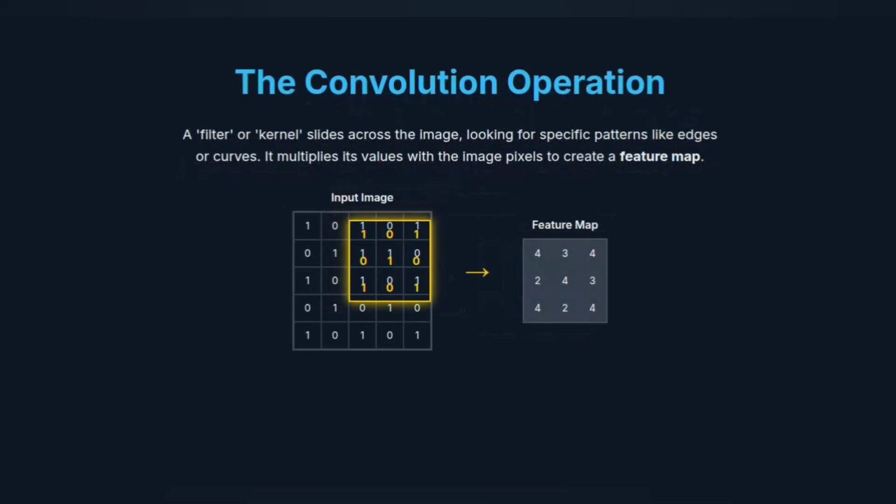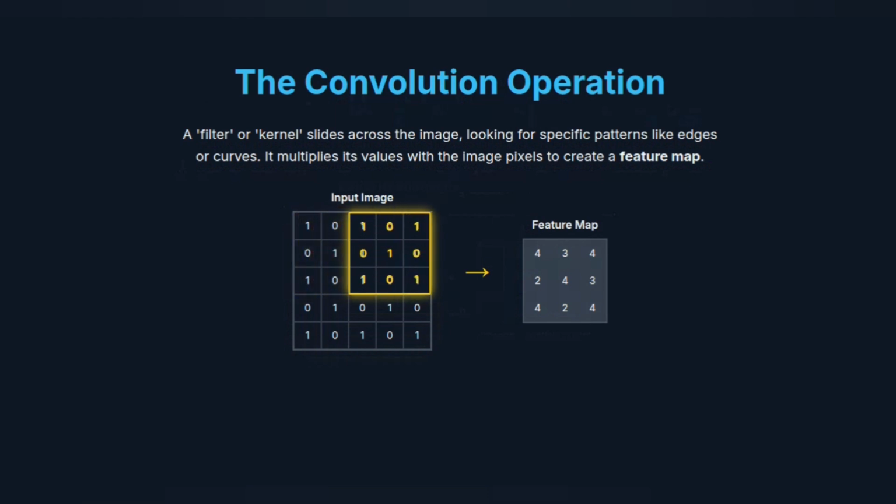Let's start with the star of the show, convolution. Imagine you have a magnifying glass that can only see a small portion of an image at a time. This magnifying glass is called a filter or kernel. This filter slides across the entire image pixel by pixel, looking for specific patterns. For example, this filter here is designed to detect vertical edges. Here's how it works. The filter multiplies its values with the pixels underneath it, adds them all up, and produces a single number. This number tells us how much that pattern matches what the filter is looking for.